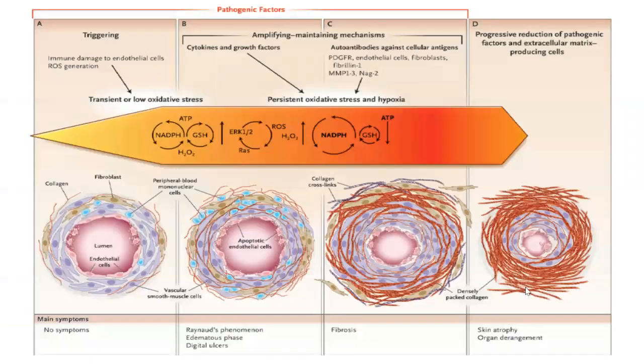This schematic goes through the pathophysiology in more of a pictographic representation. Initially you have the triggering, which happens because of immune mediated damage to endothelial cells, and then you have the amplifying mechanisms, wherein the cytokines now come in. There are more and more autoantibodies, which primarily involve the platelet-derived growth factor, and this is where fibrosis starts to begin. And with progressive fibrosis, this ultimately results in organ derangement.